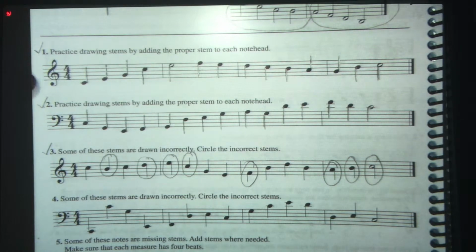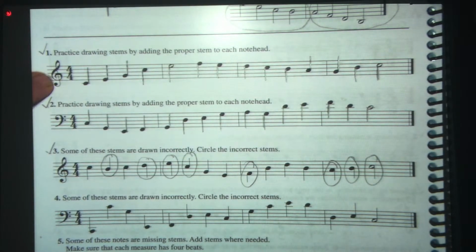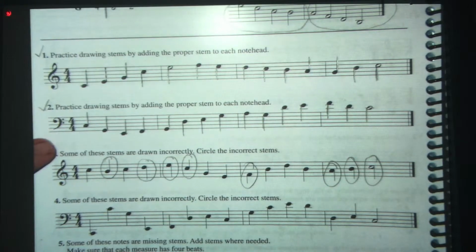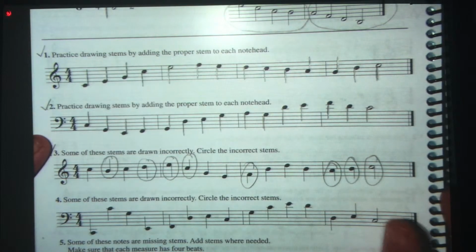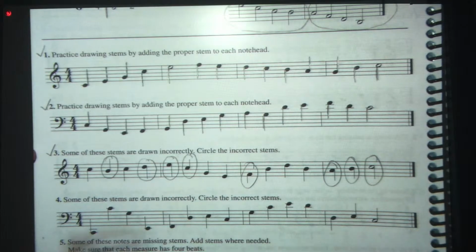You'll notice all of our examples are going back and forth. It doesn't matter if it's treble clef or bass clef. It's on a staff, period. The line goes in a different direction based on if it's on the second space and below or the third line and above.